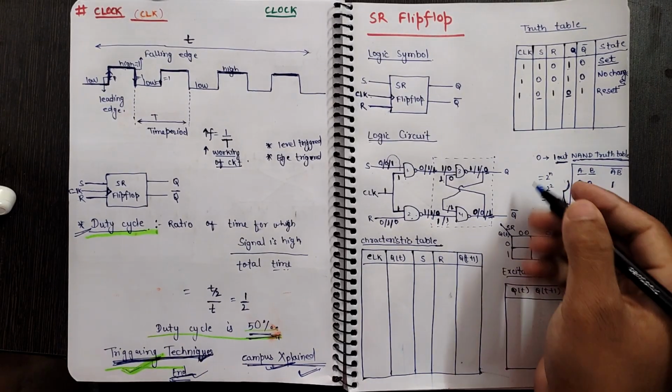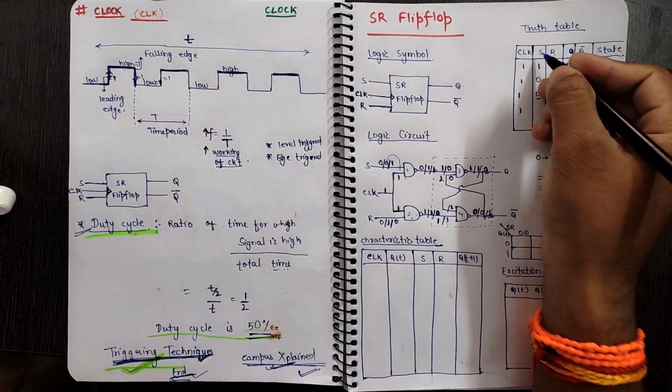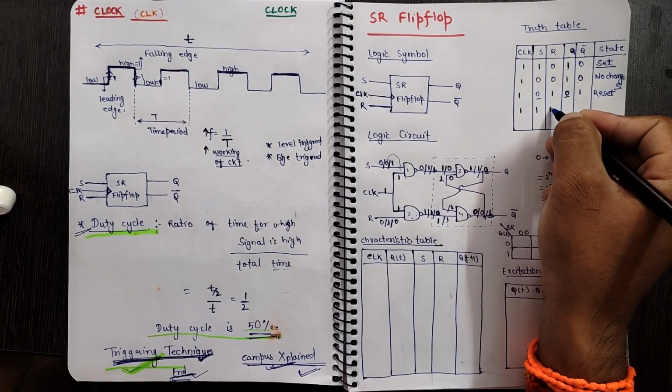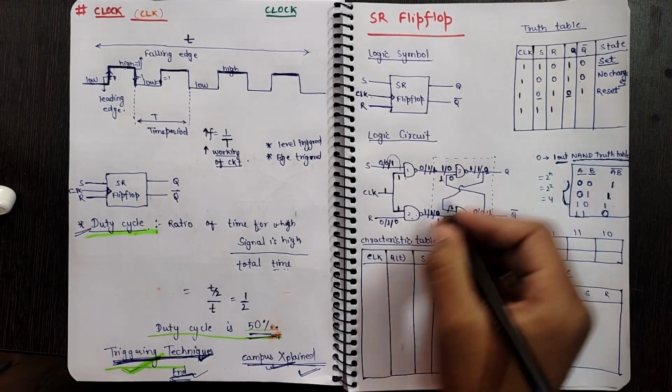and whenever the output value is stored as 0 when S value is 0, we call this case reset in SR flip-flop NAND implementation. At last we will take the clock as 1, S value as 1 and R value also as 1. This is our last case we will deal with.